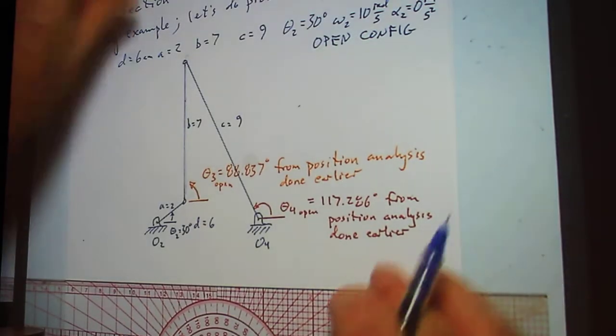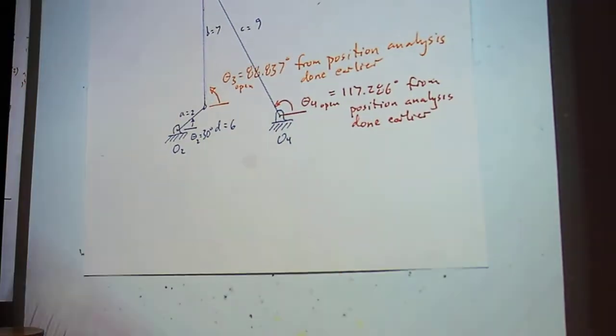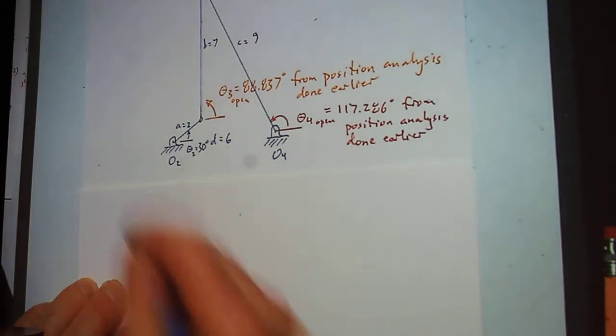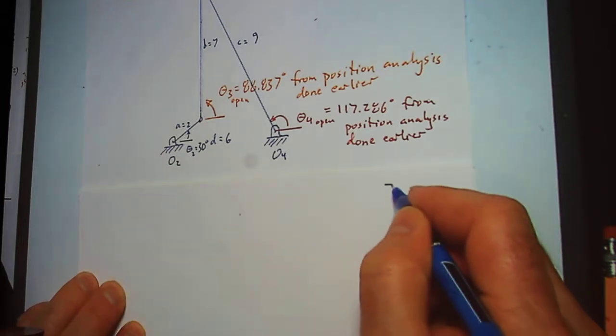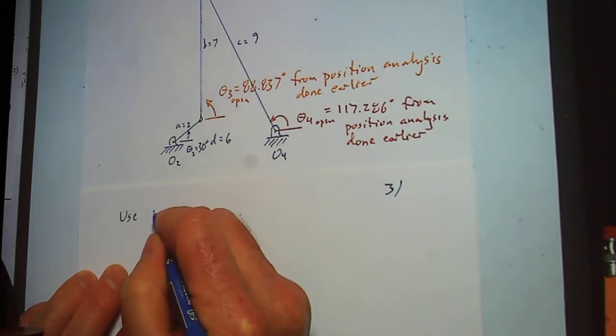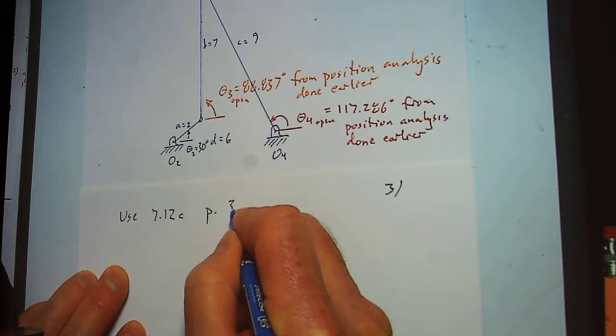So I'm not going to derive the equations for this. It's going to be an end user of the equations. Let me show you how you apply those. This is on page 360, so we use 7.12c on page 360.